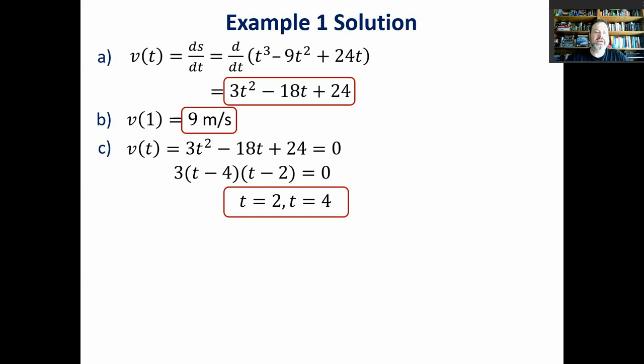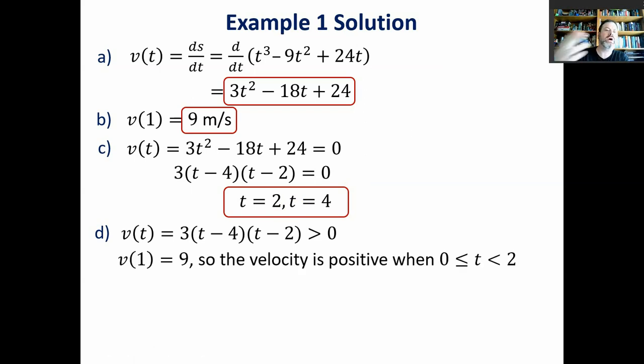So let's see if we can come up with a way of determining when it's moving forward. We want to know, when is the velocity positive? The way you do this is, we know when the velocity is 0, so you just plug in various values. For example, we already know that the velocity at time 1 is 9. So that means that the velocity is positive on the entire interval from 0 to 2. Right? So think about why that's true.